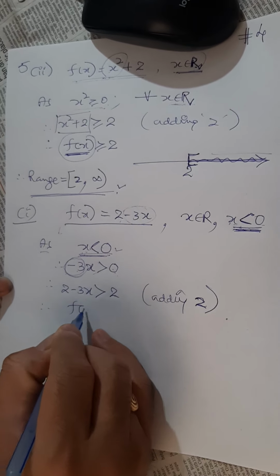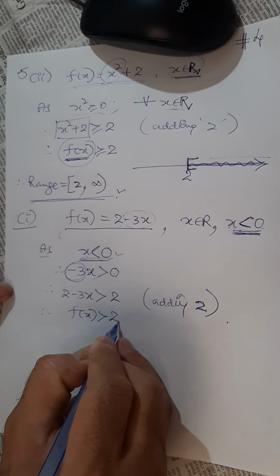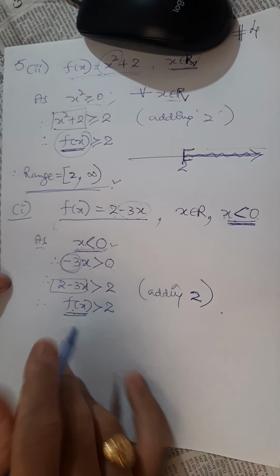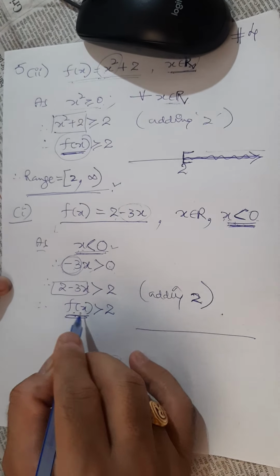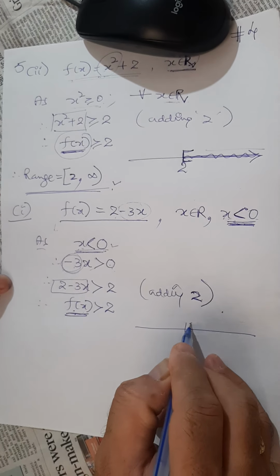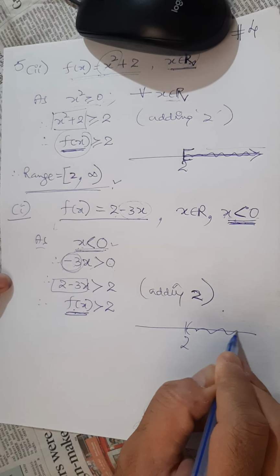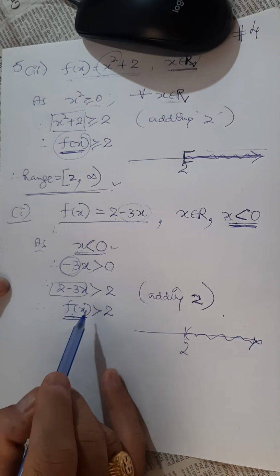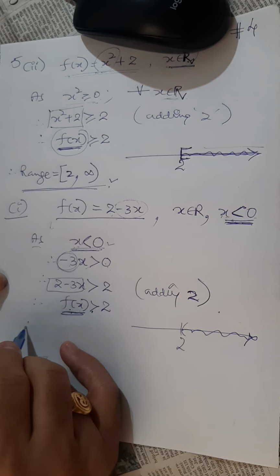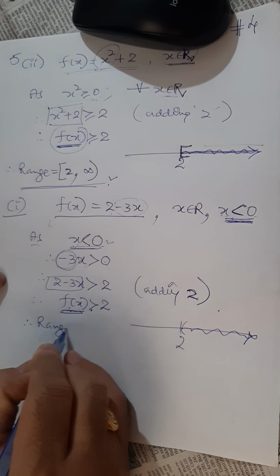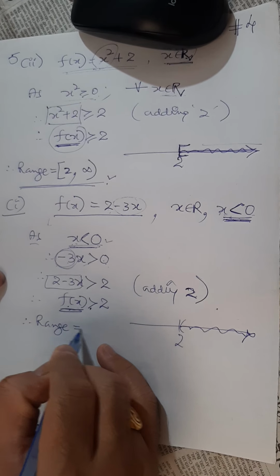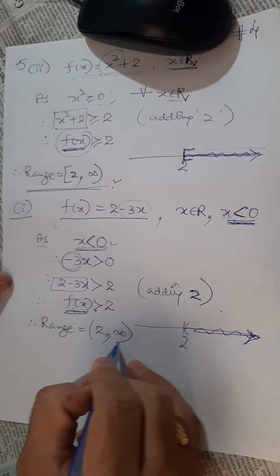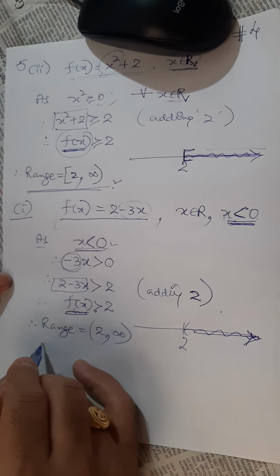Now what is this? This is a function which is greater than 2. This is just a function. So here you can say that the value of the function, if this is 2, then more than 2. Remember, here it was greater than or equal to 2. Here just greater than 2. So the range would be the open interval 2 to infinity. This is the range of the function.